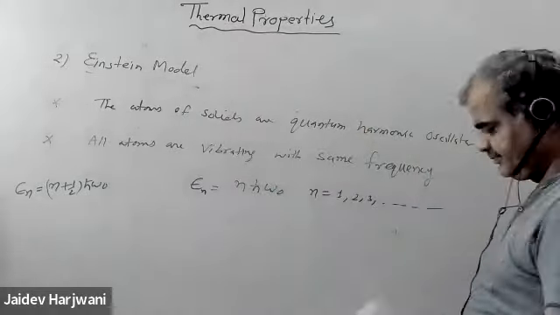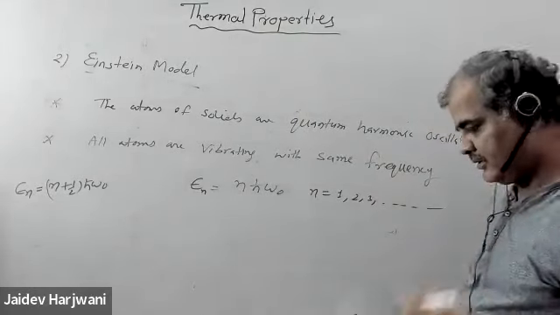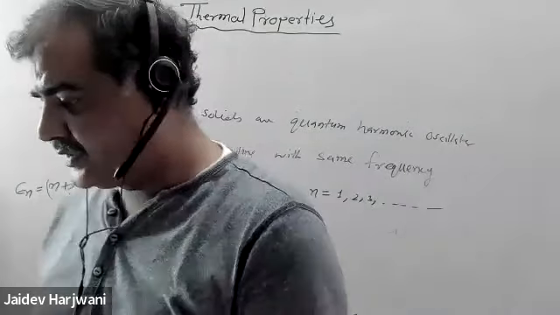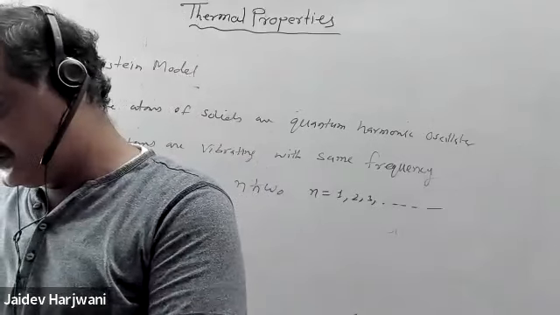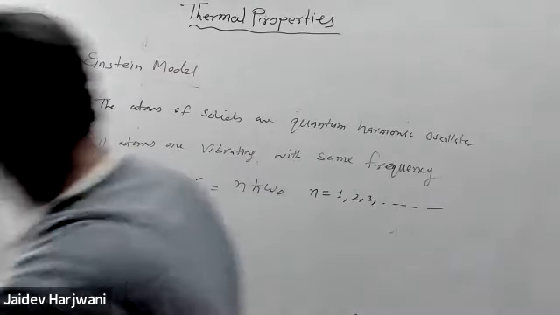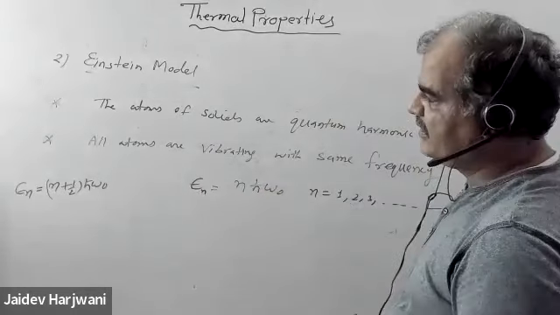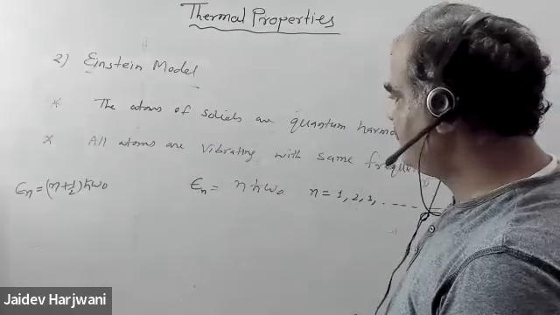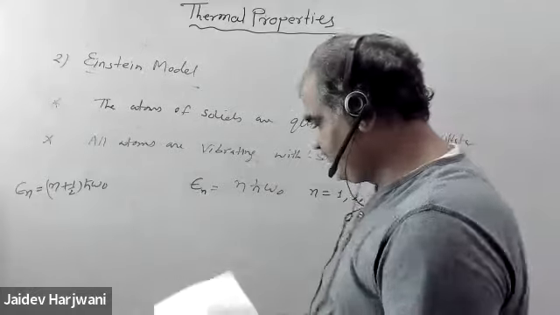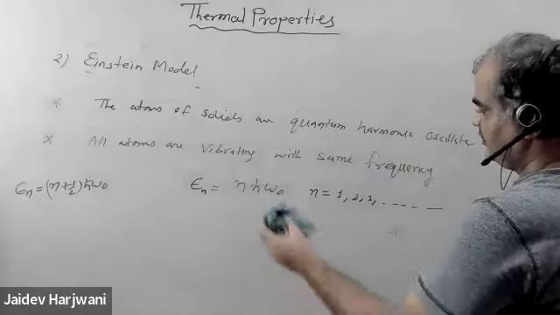Can you put n as 0? No, sir, the energy will be 0. So let us write 1, 2, 3. If we use n plus half h cut omega, at that time we can put n equal to 0 also, so you can try with that one also. So these are the assumptions.